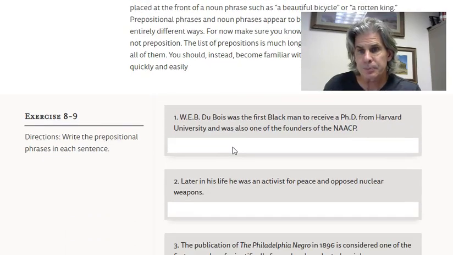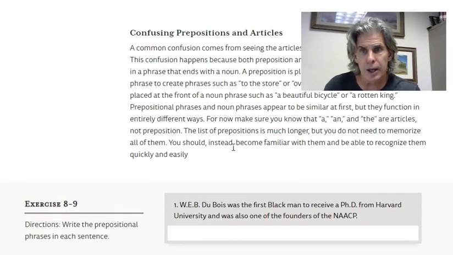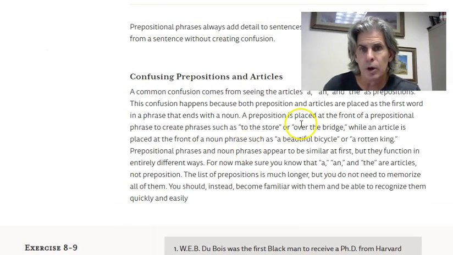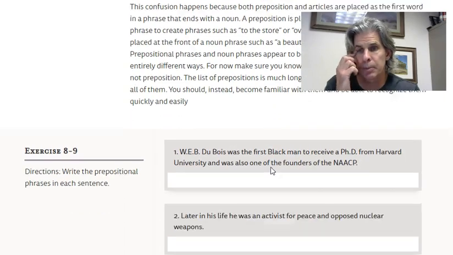Okay. But don't confuse it with "an" and "the." Over the bridge is a prepositional phrase. A beautiful bicycle is a noun phrase. So many people get those confused.